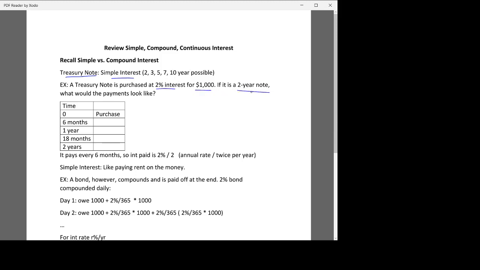If it is a 2-year note, what would the payments look like? So at time 0, you purchase the note, put your $1,000 in, and then after 6 months, how much money do you get? Well, you're going to get $1,000 times the interest rate, 0.02, but it's 6 months, it's half a year. So we divide it by 2 to get half the interest in half a year. So that's 1,000 times 0.01, or $10. Not the best rate right now. So $10 is what you get.